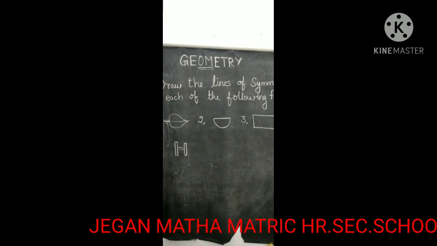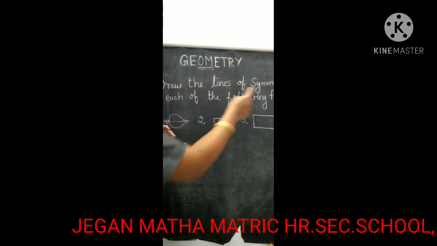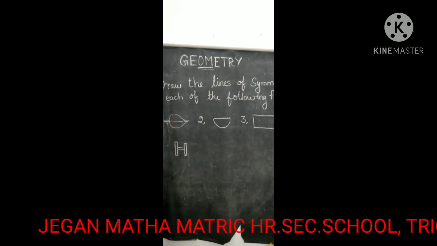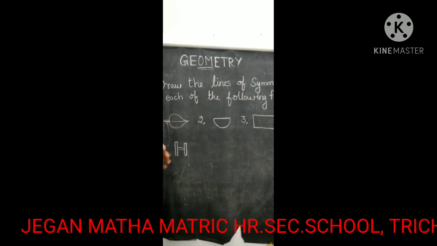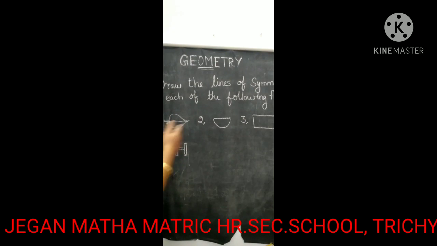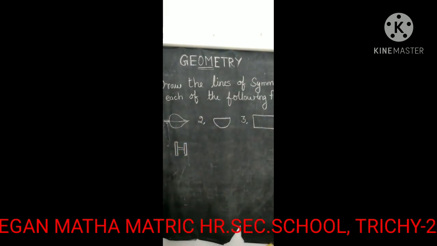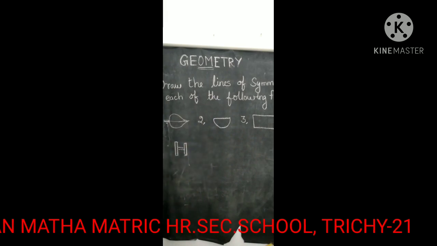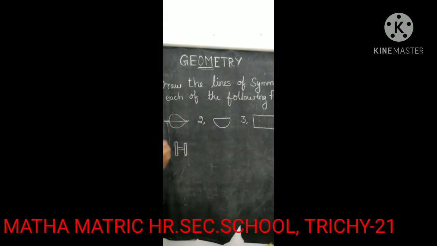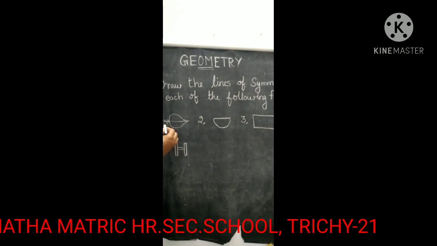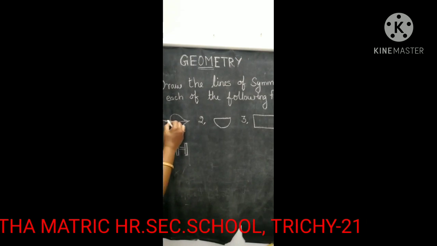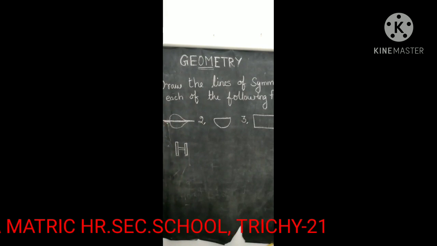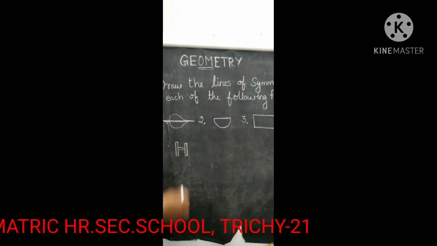Next, draw the line of symmetry in each of the following figures. Here you are going to draw a line of symmetry on the given pictures. Listen, the first picture, the leaf. Here you want to draw a line of symmetry. The middle is the line of symmetry in this picture.